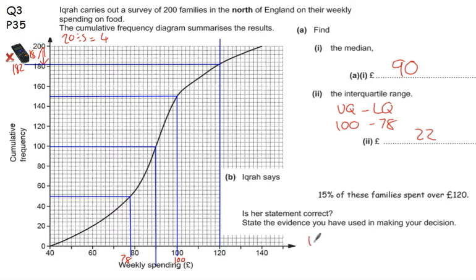So 18 out of 200 is, I'm not sure if this is a calc, it's a non-calc obviously, so 18 out of 200 is 9 out of 100, which is 9%. 15% of these families, so no, that's 9%, less than 15%.